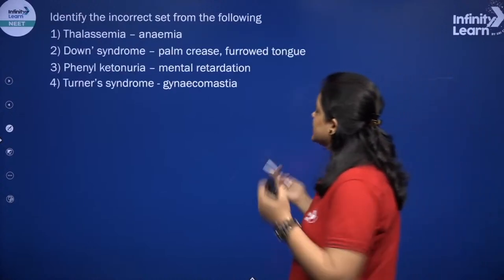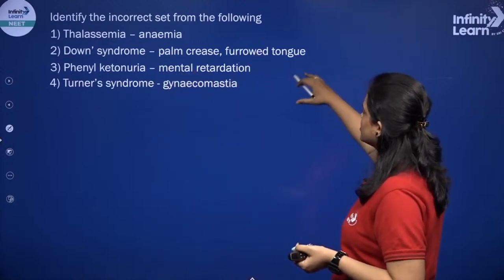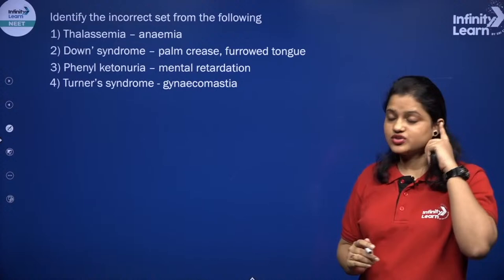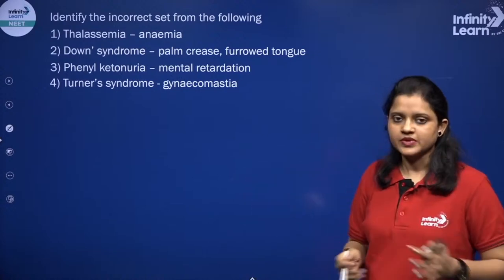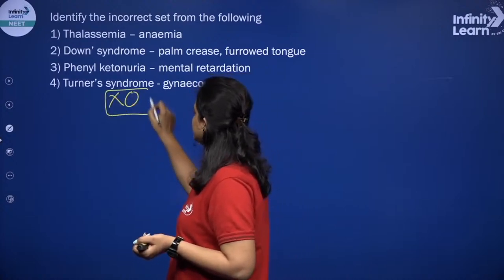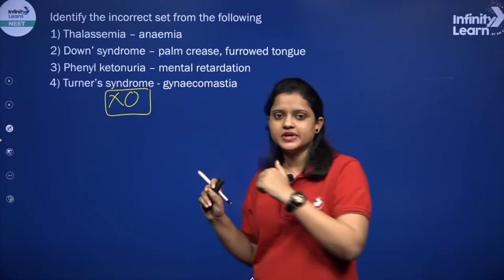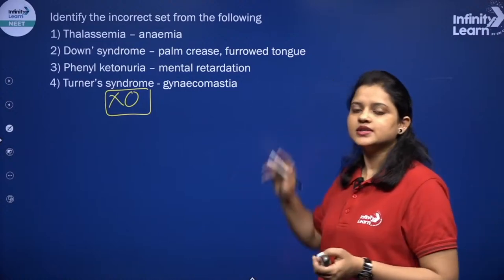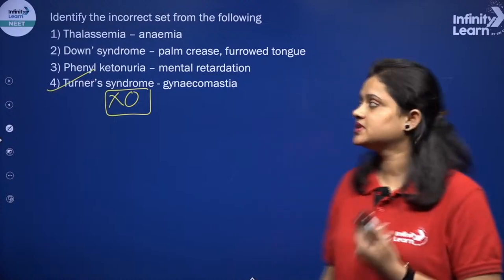Next question, identify the incorrect set from the following. Thalassemia is anemia, yes. Down syndrome is associated with palm crease and furrowed tongue, yes. We need to find out the incorrect one. Phenylketonuria is related to mental retardation, yes. And Turner syndrome is gynecomastia. Gynecomastia is development of breasts in males, right? Turner syndrome is denoted by XO type of sex chromosomes. That means the phenotype will be a poorly developed female with poorly developed sexual characteristics. So the breast will be poorly developed in Turner syndrome, not gynecomastia. So the wrong statement is the fourth one.